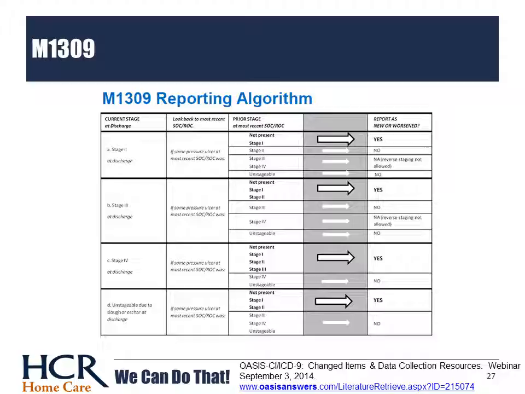Conversely, if you were looking at an unstageable because it's covered in slough or eschar at discharge, and at the most recent start of care or resumption of care, it was staged as a stage 3, a stage 4, or it was unstageable at that point as well, then we cannot say it's definitively gotten worse, and again, we would not report it as worsening. We put a 0 in for 1309.